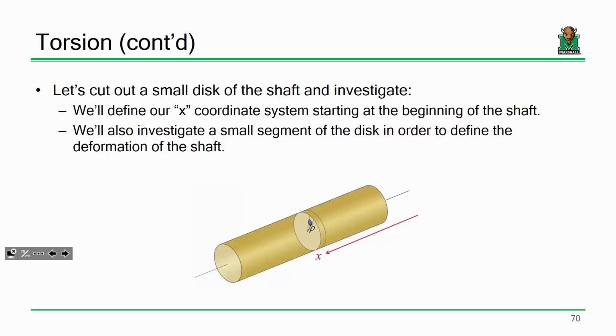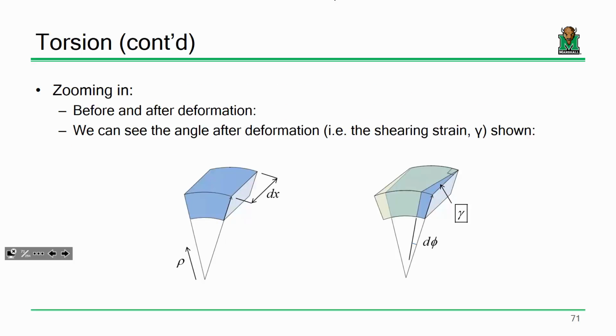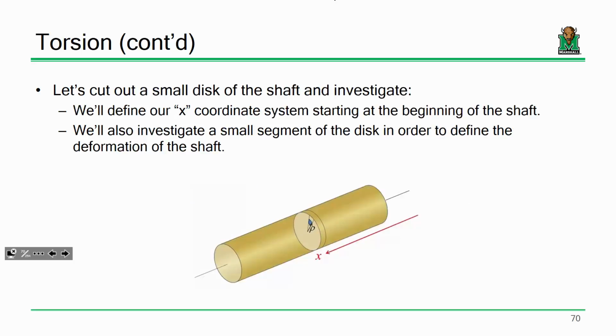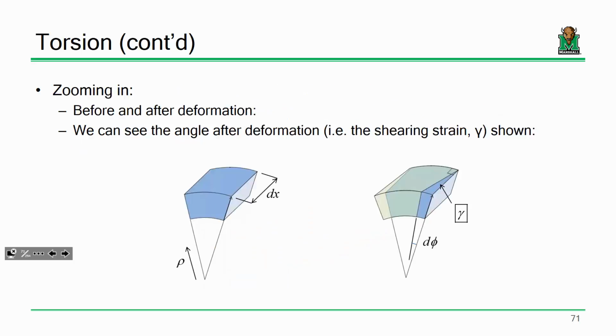So let's zoom in. I'm taking this little element and zooming in. And just like before, I'm looking at a before and after picture of what's going on. Make sense? Now this is a super tiny little segment, so let's be clear on its dimensions. This segment is dx long. Now why am I doing dx long? Because x is along the shaft, so that little disc is dx thick. So ultimately I would want to integrate from 0 to L for x, along the x coordinate.